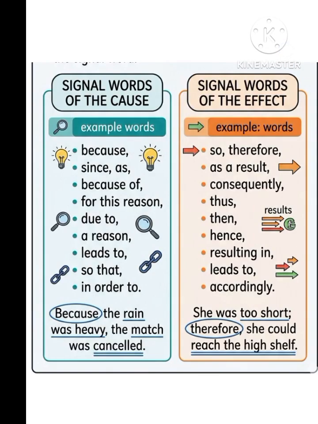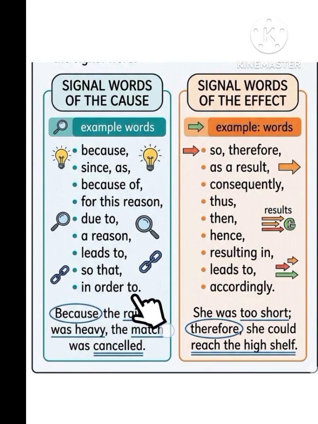Now let's learn the signal words that tell us about the cause and the signal words that tell us about the effect. These are some of the signal words that show the cause: because, since, as, because of, for this reason, due to, a reason, leads to, so that, in order to.